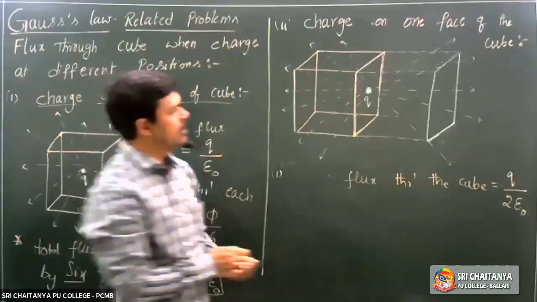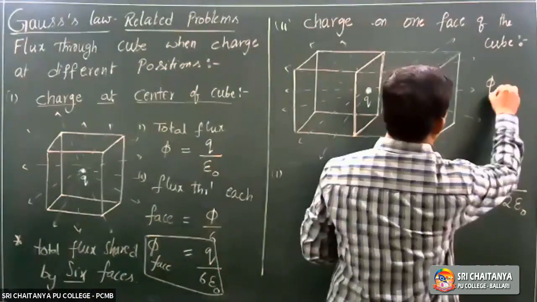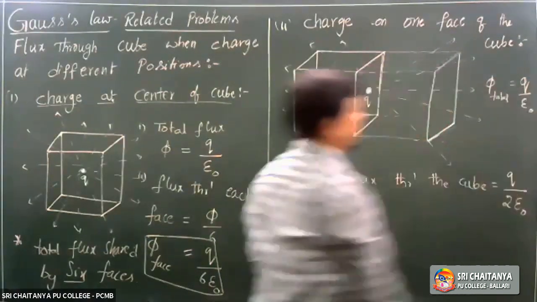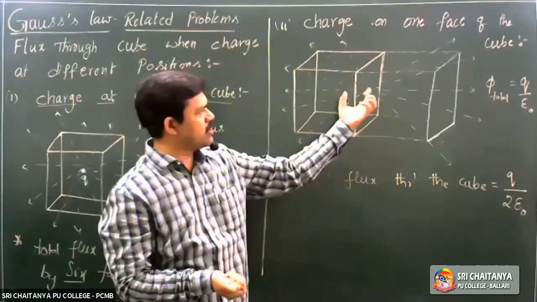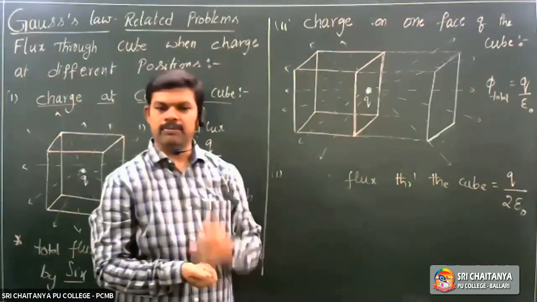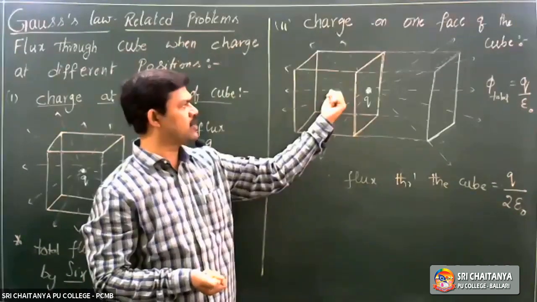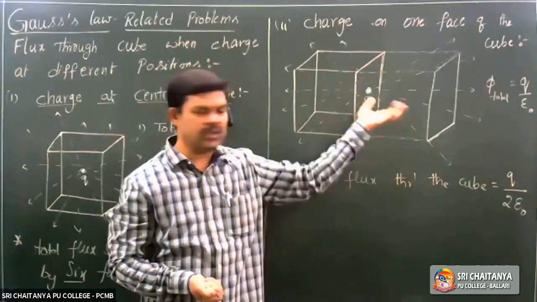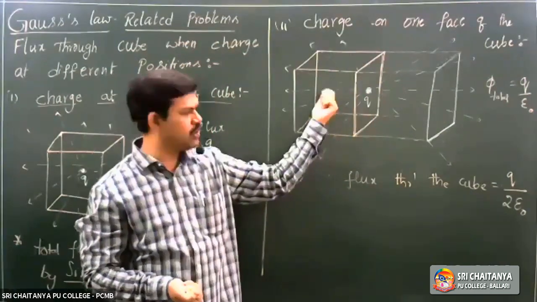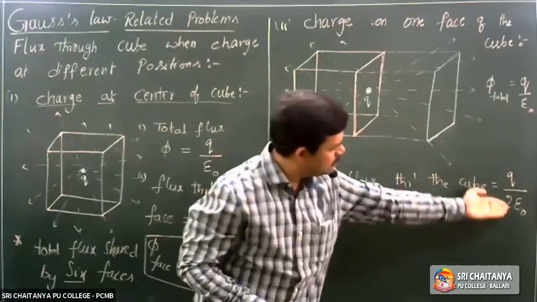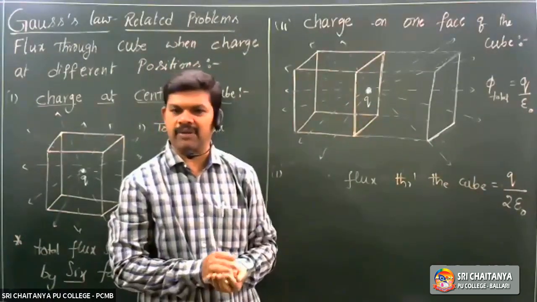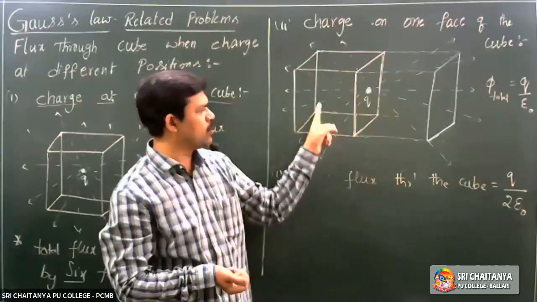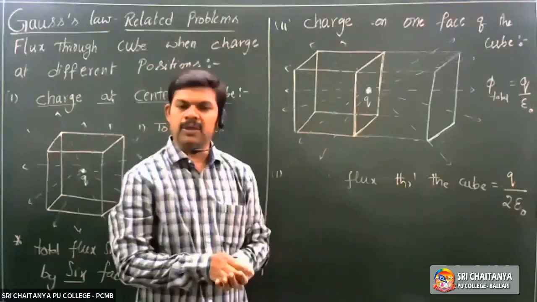Why, sir? Total is Q by epsilon naught. That Q by epsilon naught is totally shared by 2. But our question is, what is the flux through this cube? This is one assumed to complete the closed surface. The flux through this cube is exactly half of that, Q by 2 epsilon naught. Whenever you get a question where a charge is placed on the surface, the flux through the cube is Q by 2 epsilon naught.